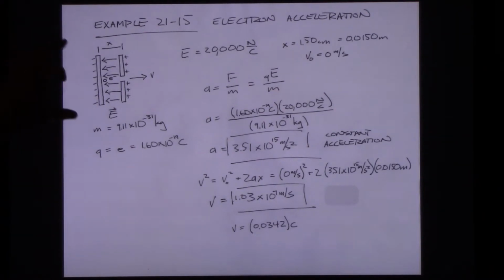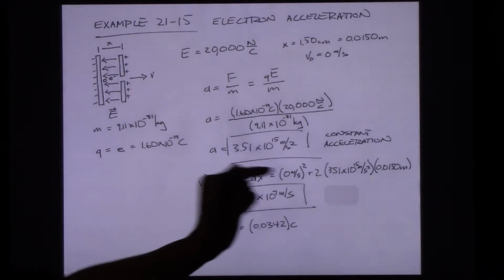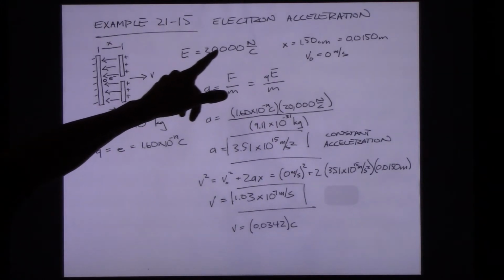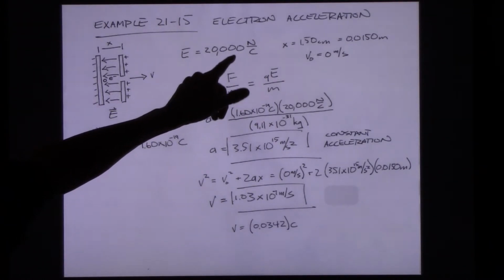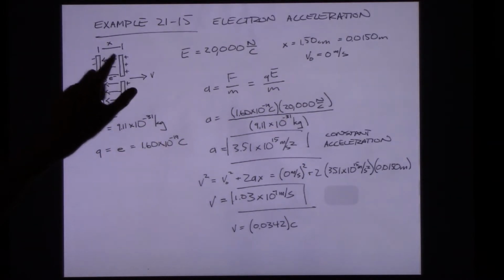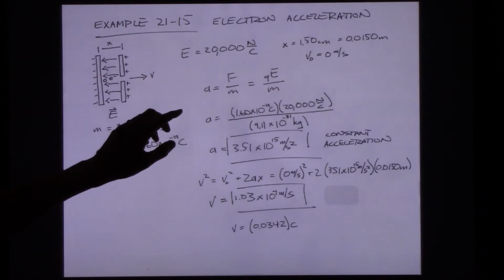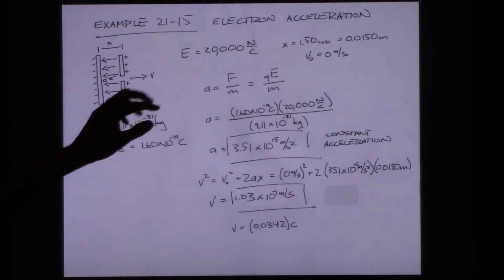All right, here are the plates, here's the electron. Notice the electron is moving opposite the electric field because the electron's negative. The force on the electron is going to be to the right, the field is going to be to the left. The electric field magnitude is 20,000 newtons per coulomb. The distance, x, is 1.5 centimeters. I wanted to go in and look at the acceleration here. I was just curious. And actually, we need to do that to solve the problem.